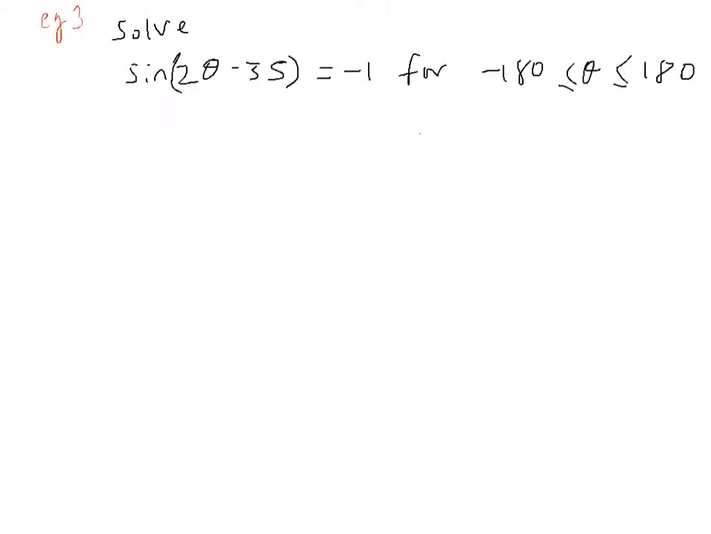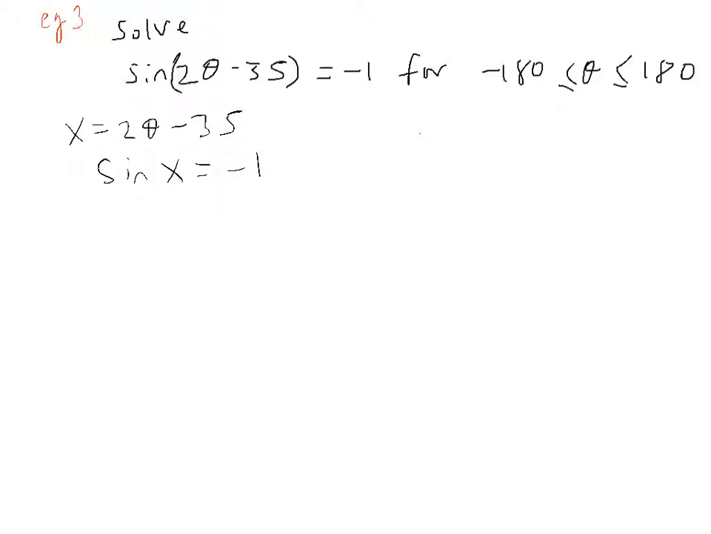Okay, so the third and final example I'd like to consider is one in which we don't have a theta by itself, but actually theta is multiplied by something or added or subtracted by a number. So here we've got 2 theta minus 35. Also our limits are from minus 180 all the way to 180. We can start just by simplifying the problem by making x equal to 2 theta take away 35. So what we've got is sine of x equals minus 1.